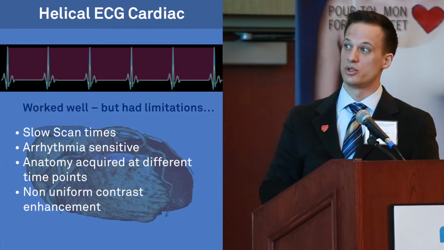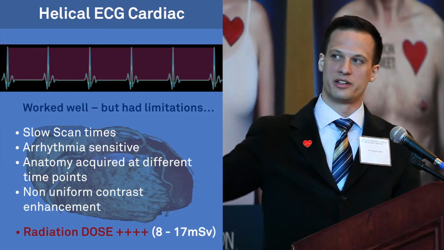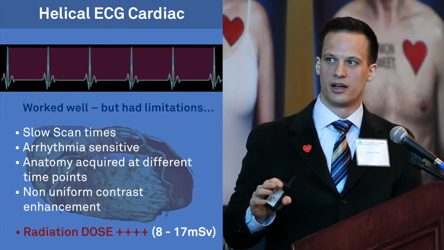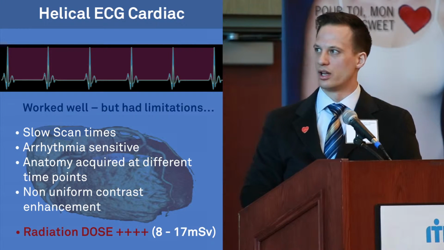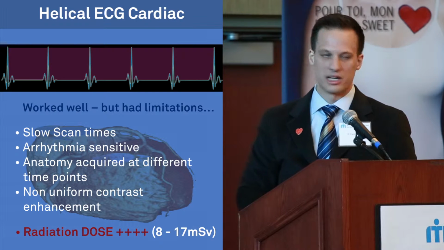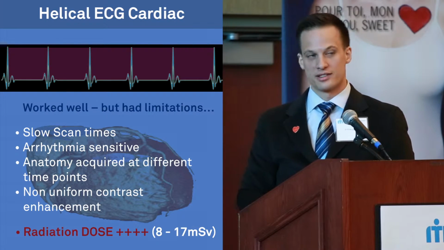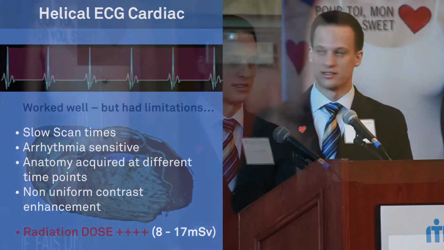Probably one of the bigger ones too was a bigger radiation dose. Because the scanner was on, that purple bar the entire time, you were getting doses, and we use millisieverts, and I'll give you a reference point. It was about 8 to 17 millisieverts. If you were alive for a year at sea level, you get about 3 millisieverts. If you were getting a chest x-ray, you get 0.1 millisieverts. That's the equivalent to being just alive for about 10 days. So the radiation dose in these early CTs was higher.